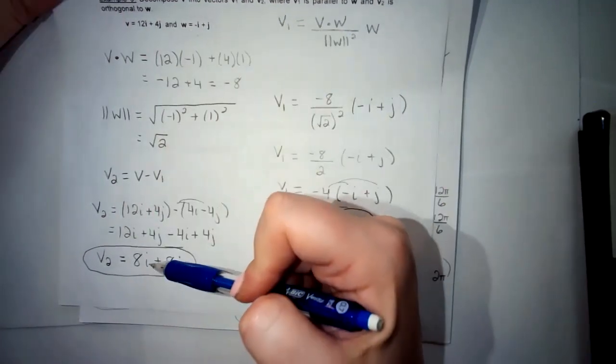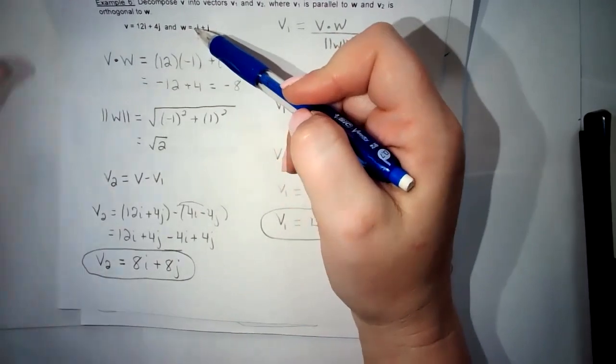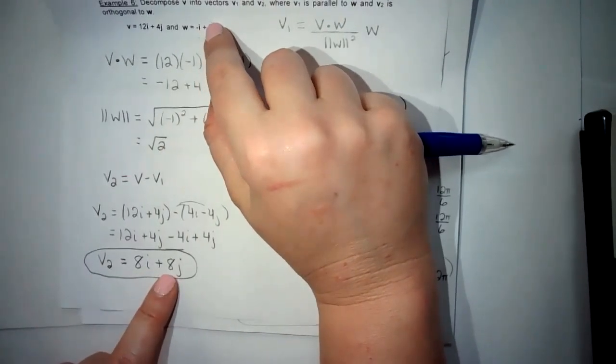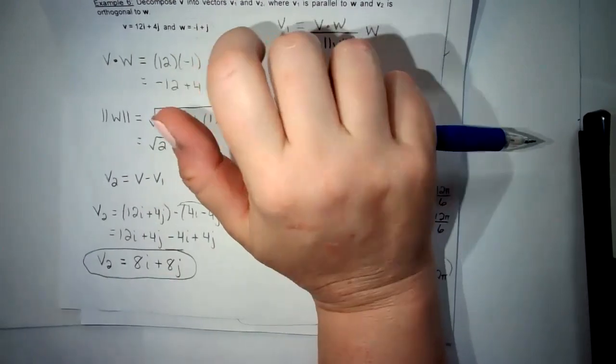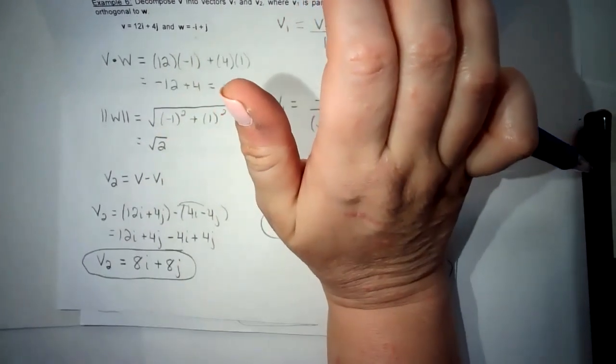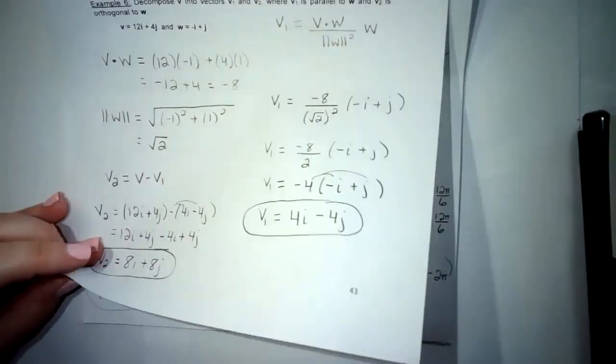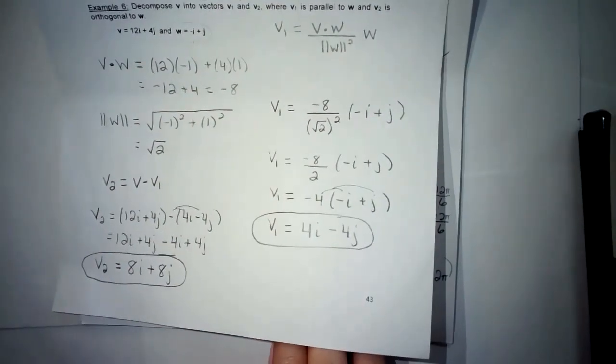Then I want v2 to be orthogonal to w. Well, if you take the dot product of both of these, guess what they're going to be? 0. So you can check this, that every single part of it works, but this is how you come up with it. Okay? Sound like a plan?